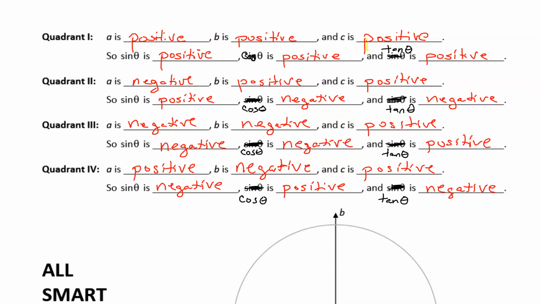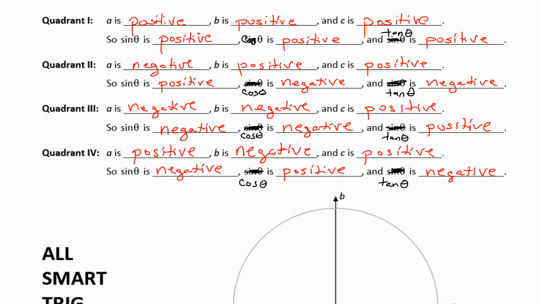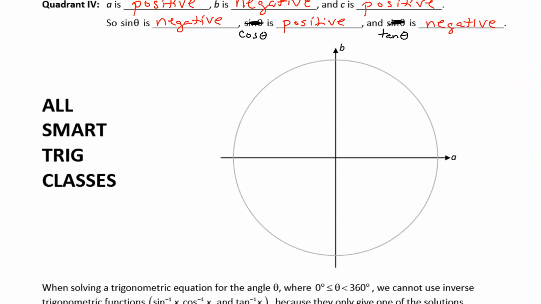Does this seem like a lot to keep in mind? Probably. There's a really good way to remember all of this. So if you look below at the circle, and we'll label the quadrants in order, "All Students Take Calculus" helps us label the quadrants in order. Remember, that's the same order.